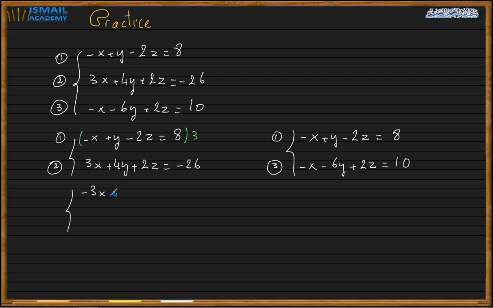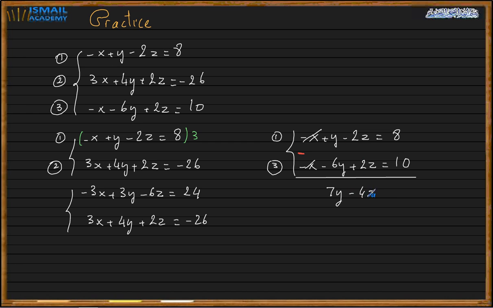So minus 3x plus 3y minus 6z equal 24. Here we have 3x plus 4y plus 2z equal minus 26. And here I don't need to do anything, so I will leave it like that. Let me do it right away; I don't need to write it down again. Here I subtract, because the same sign, same coefficient, so this will cancel out. I will have 7y because minus becomes positive. And here minus 4z, 8 minus 10 is minus 2.